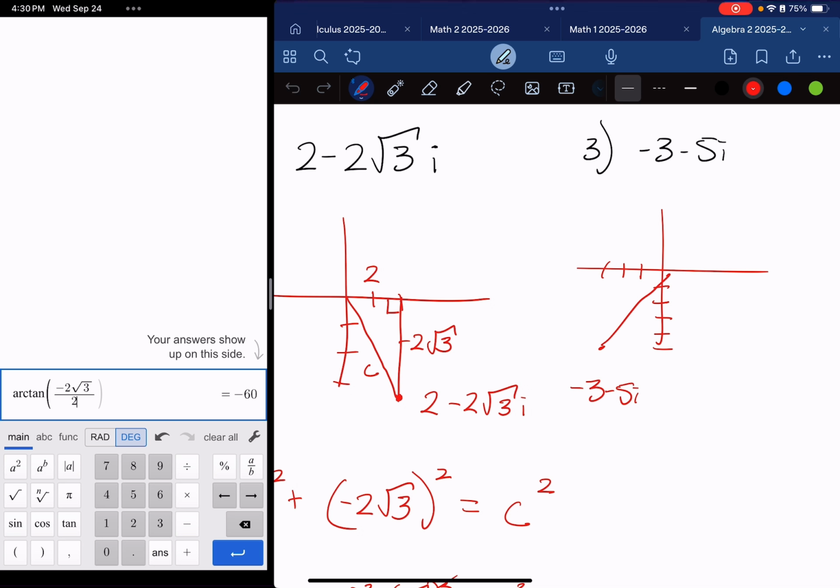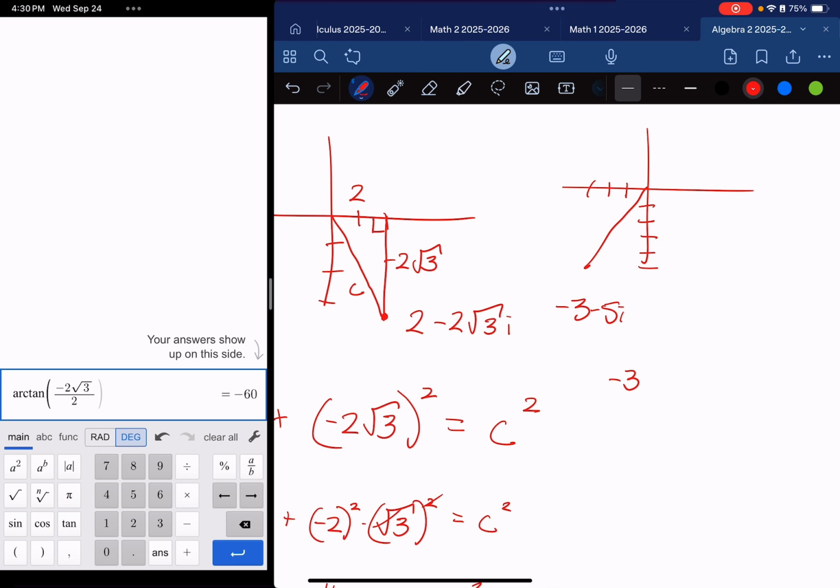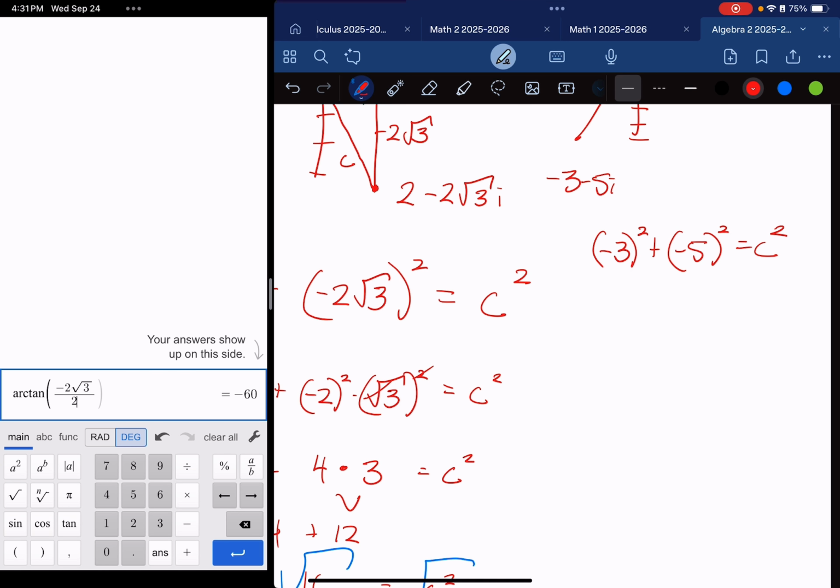There's my line right here, and I'm going to do the Pythagorean theorem. So this is going to be negative 3 quantity squared plus negative 5 quantity squared, and that's going to be equal to my hypotenuse squared. Going quickly, 9 plus 25 is equal to c squared. 9 plus 25 is 34, is equal to c squared, and then I'm going to square root both sides to undo the square, and I get c is equal to root 34. If you do a factor tree for 34, you'll realize that none of them are perfect squares, I hope. And this is as far as I can go.